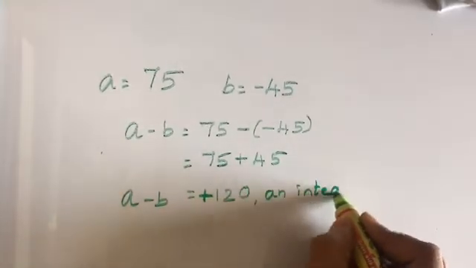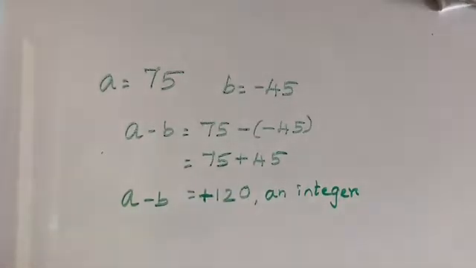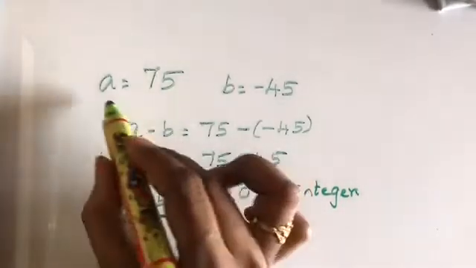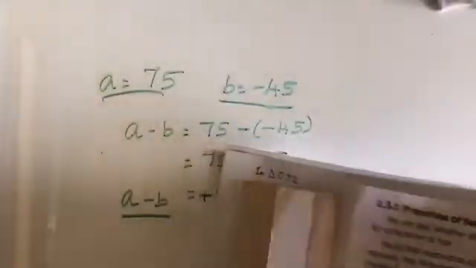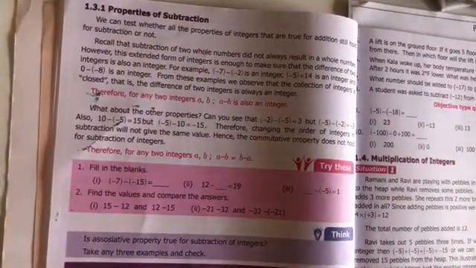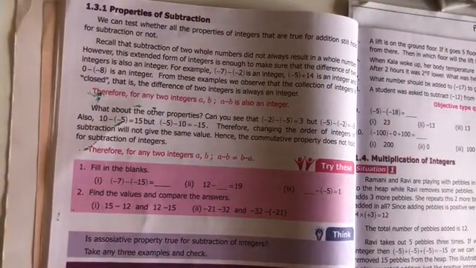So, if a and b are integers, then a minus b is also an integer, and that is the first closure property. Okay. And what about the other properties? The commutative property and associative property.